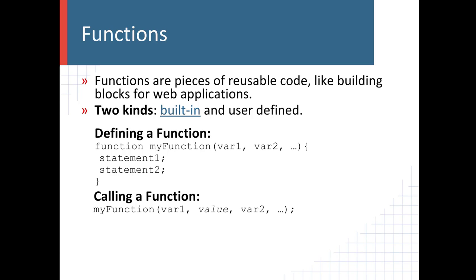Calling a function is as simple as stating the name of the function and any arguments that the function requires, as per the example. Defining a function is similar to calling one, except the keyword function needs to go in front.